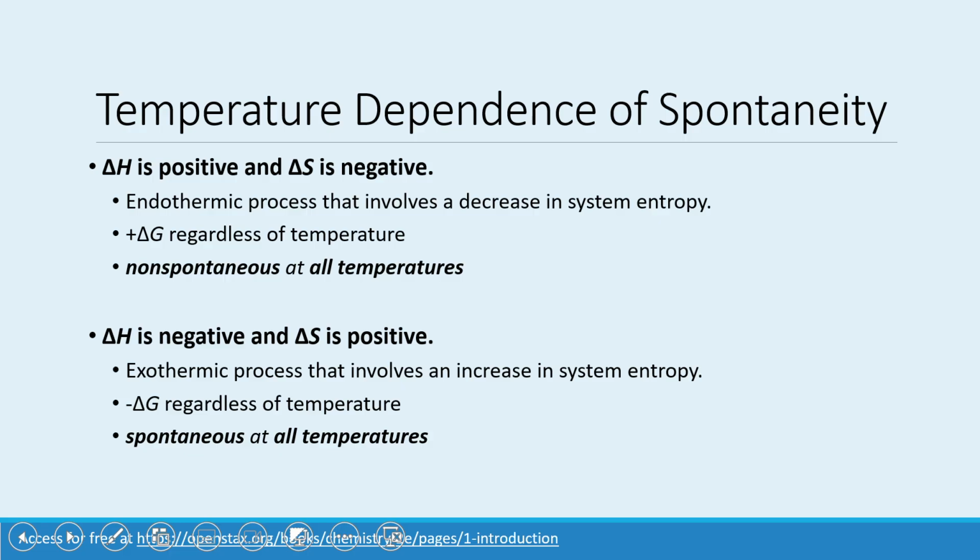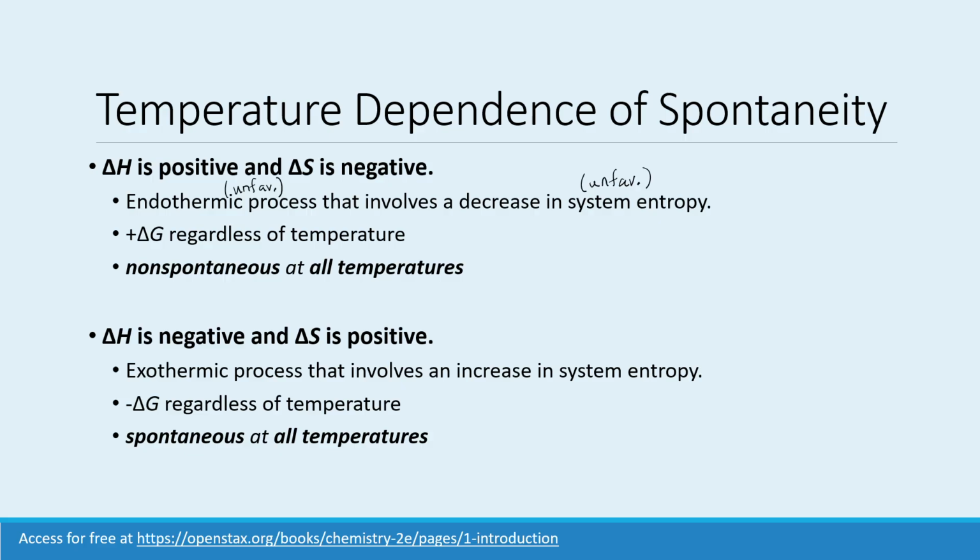Okay, and now we have the last two. So if delta H is positive, we're looking at an endothermic reaction. Remember, endothermic reactions are unfavorable for spontaneity. And delta S is negative, that's also unfavorable. So if neither option is favorable, then it's not going to matter how much you increase or decrease that temperature. It's going to be non-spontaneous at all temperatures because both enthalpy and entropy are unfavorable for a spontaneous reaction.